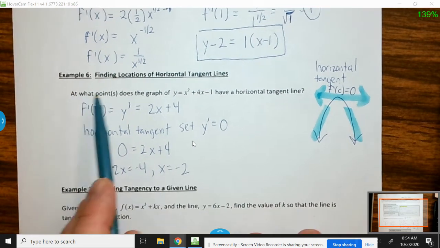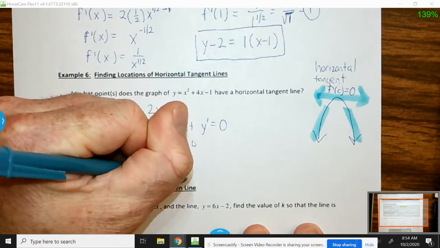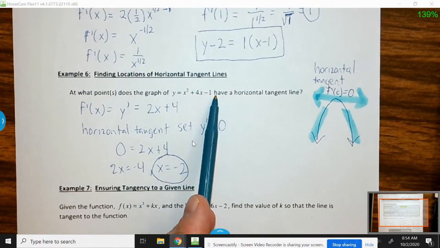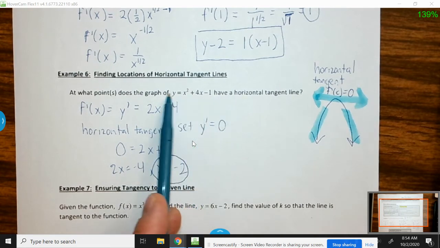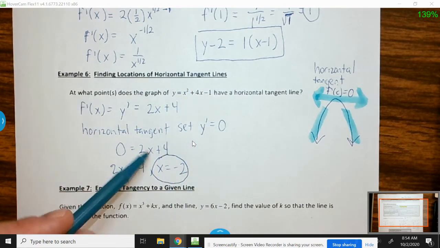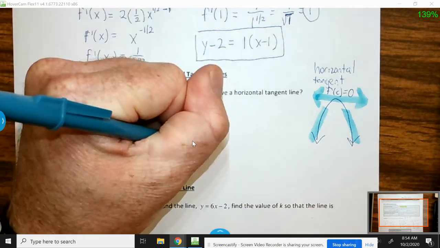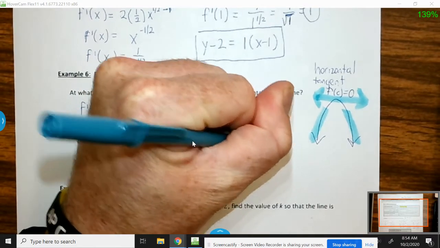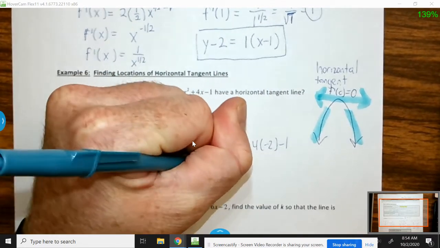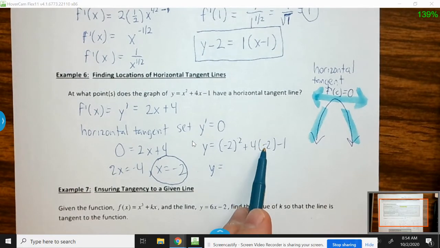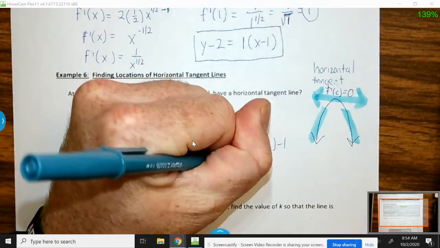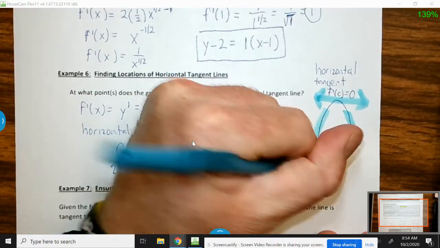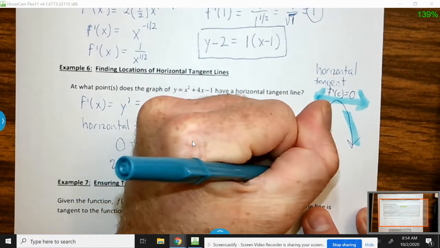Now, at what point? I already know the x value, but we're going to have to go back and find the corresponding y value, because I want a point. I go back to the original function for that point. So it happens when x is negative 2. When x is negative 2, y would equal negative 2 squared, plus 4 times negative 2, minus 1. With that being said, I get 4 minus 8, negative 4, minus 1 is negative 5. So let's write that as a point. The point where the horizontal tangent occurs is at negative 2, negative 5.